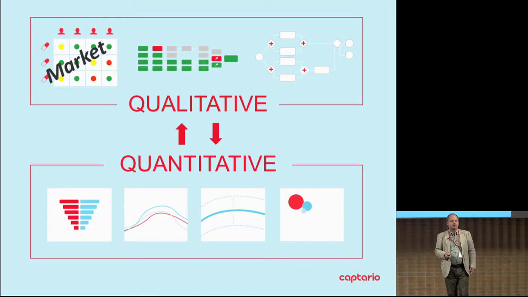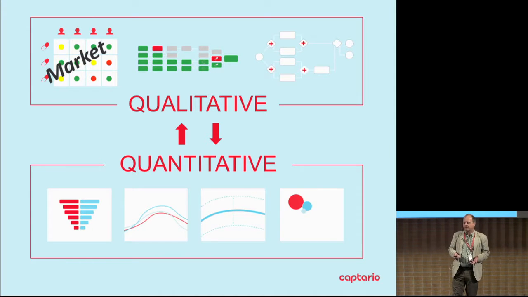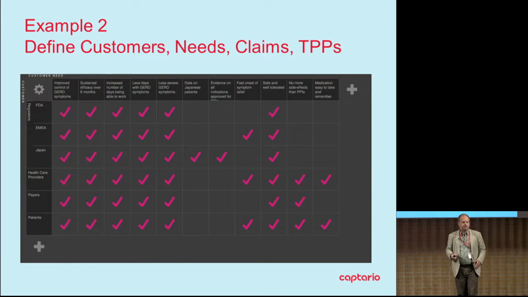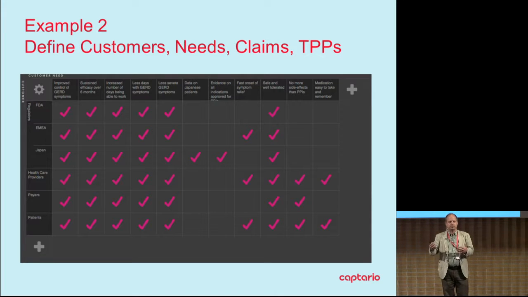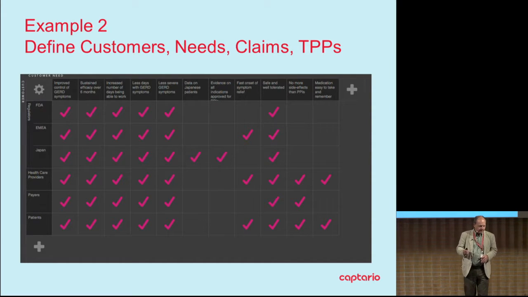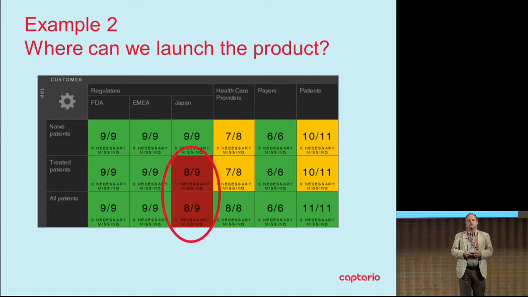The second example is around market orientation. The team has 3 target product profiles they want to look at, and to see where can we launch it, where can't we launch it. In Captario Sum, you can enter the customers you're looking for, their needs. You can enter the claims you want to achieve to fulfill those needs, and connect those claims up into target product profiles. And then you can get the analysis.